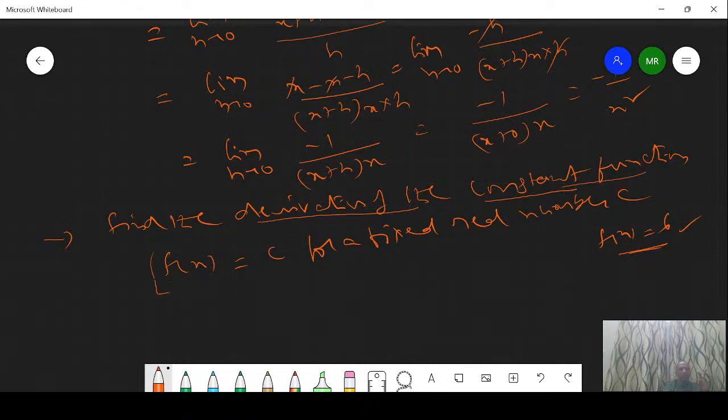Yes, c is a fixed real number. Then they ask what is the derivative of this function where c is a fixed real number. So what they are asking is the derivative of that function specifically. Now we should work out what is the derivative of that function. Now when they are asking the derivative of that function, see here.